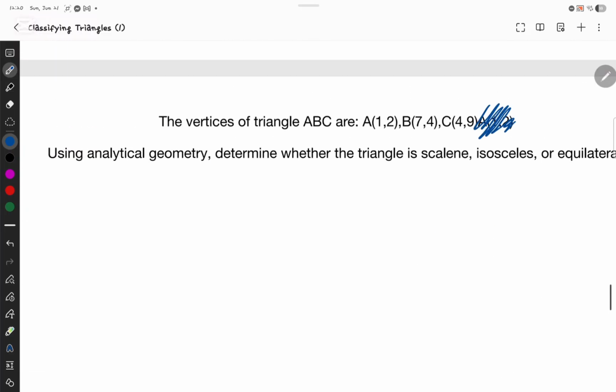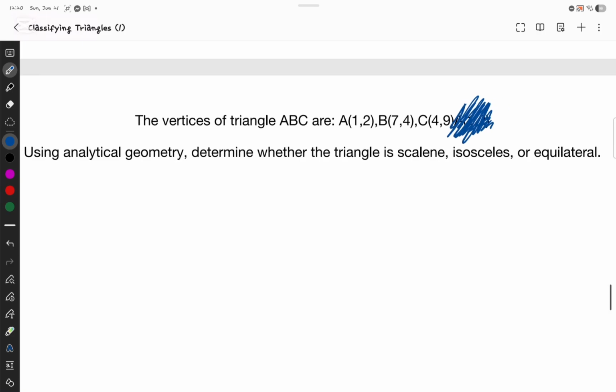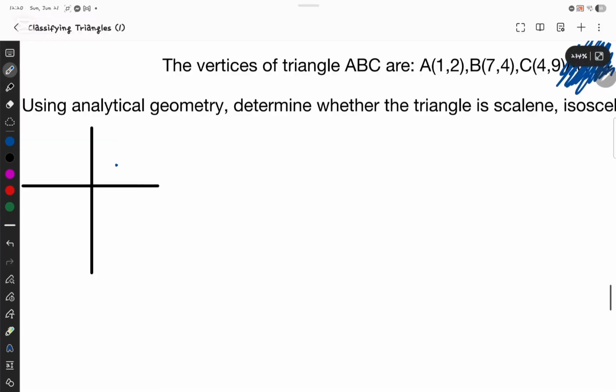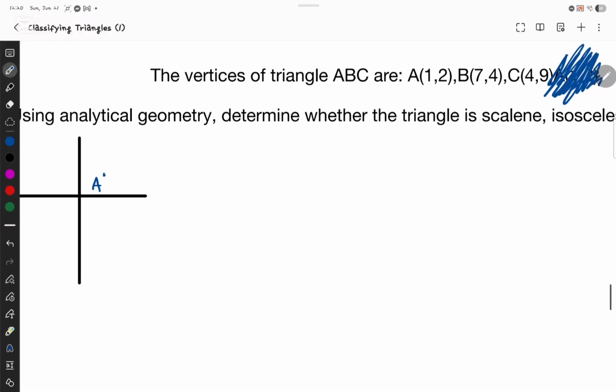Let's do a typing error. So the vertices of a triangle ABC are A (1, 2), B (7, 4), and C (4, 9). Using analytical geometry, determine whether this triangle is scalene, isosceles, or equilateral. So let's just sketch out the triangle first. A (1, 2) is right here. B (7, 4) is around here. And C (4, 9) is around here. So let's draw it down.